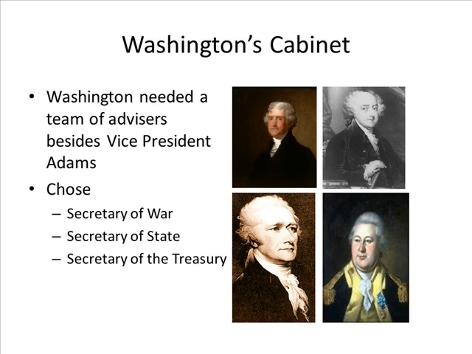He realized he was taking on a big job, so he needed to pick people to help him out. So he picked a cabinet of advisors, and these people were helping him with his day-to-day task of being a president. The first three positions he chose were the Secretary of War, the Secretary of State, and the Secretary of Treasury.